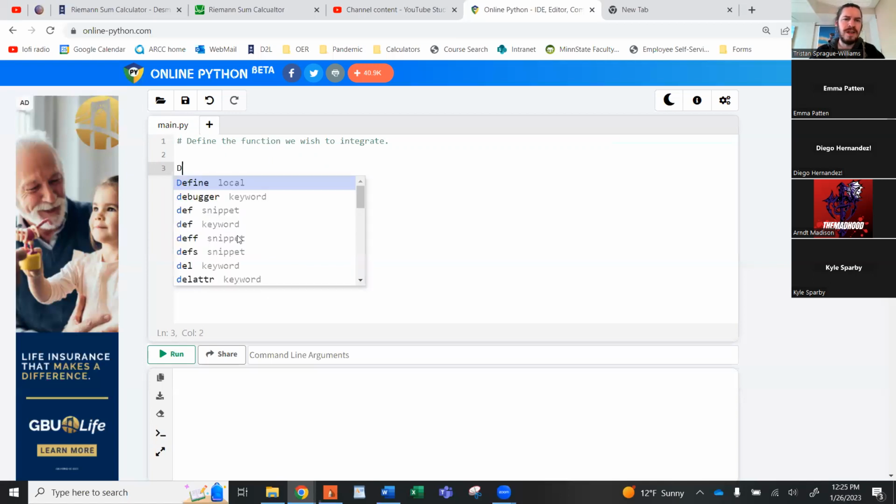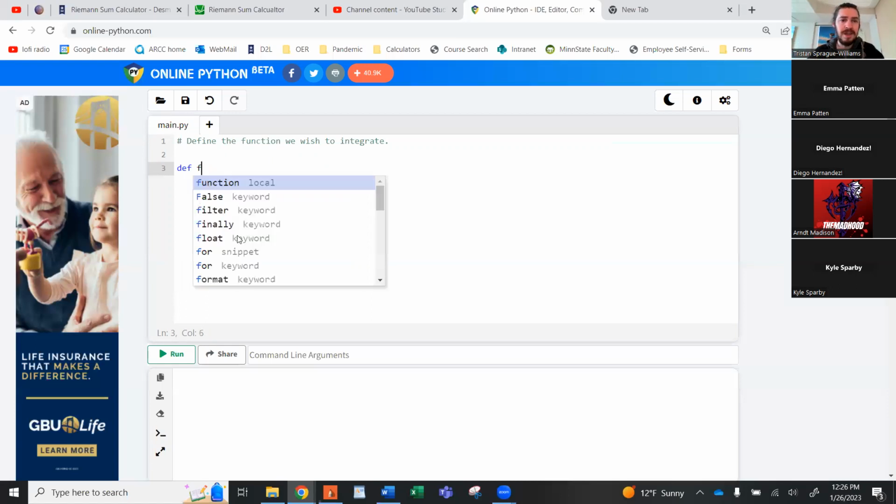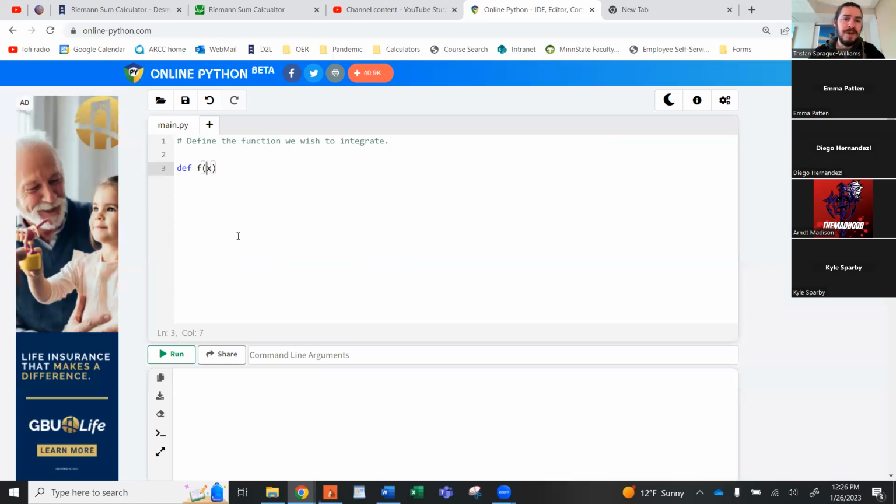Can you type define like that as well? I think I've always seen it with def like that, which will work fine. This means we're defining a function, and then what we're going to do is name the function. I am going to name it f of x like this. So the name of the function is going to be f. It's going to have an input, and the input of that function is called x. All familiar ideas from algebra.